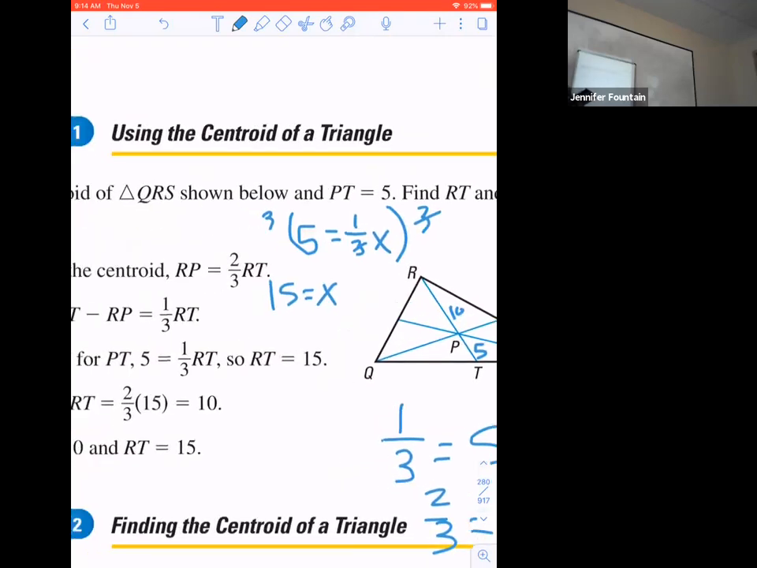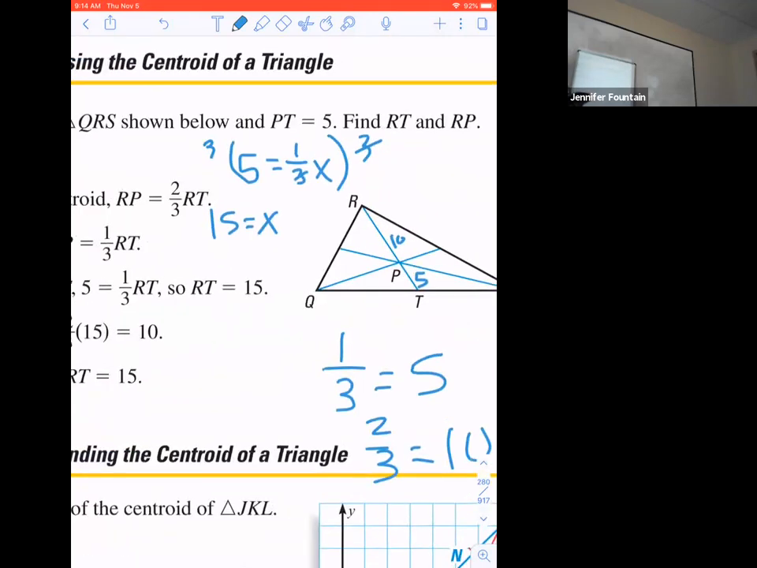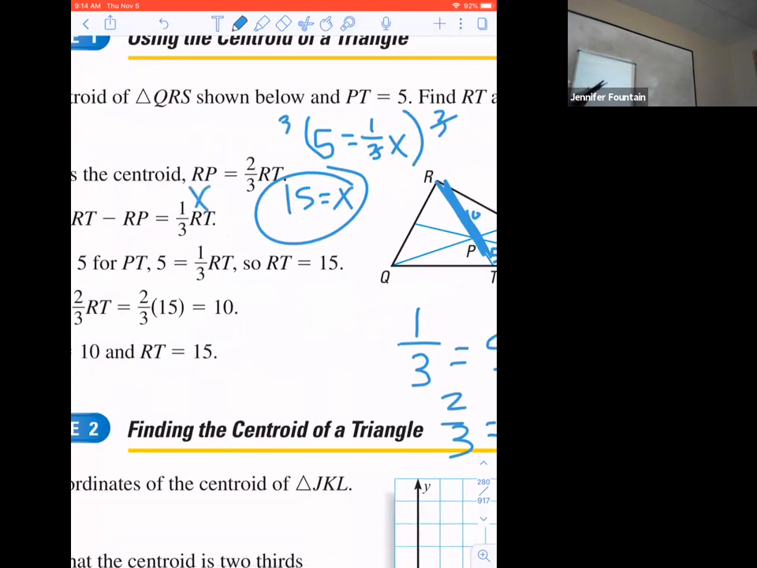So I know that RT, or my whole entire segment, is going to be 15, because basically I just let X represent RT. You can either leave it as the two letters so you know exactly what you're substituting for, or just stick a variable in if you're more comfortable with that.